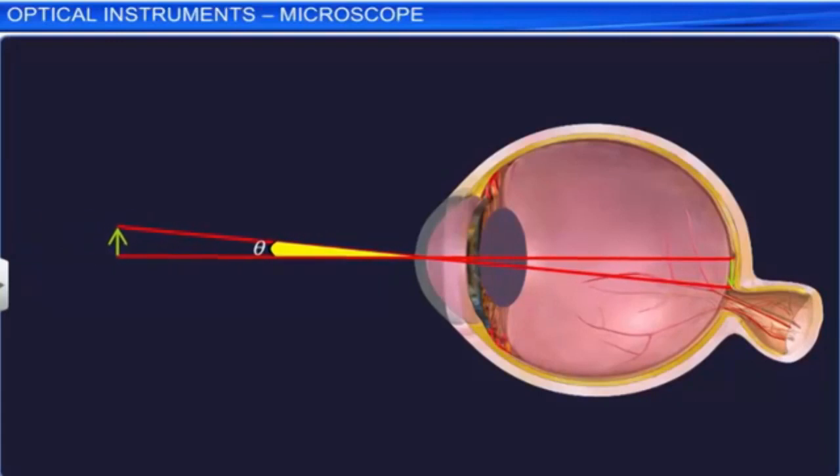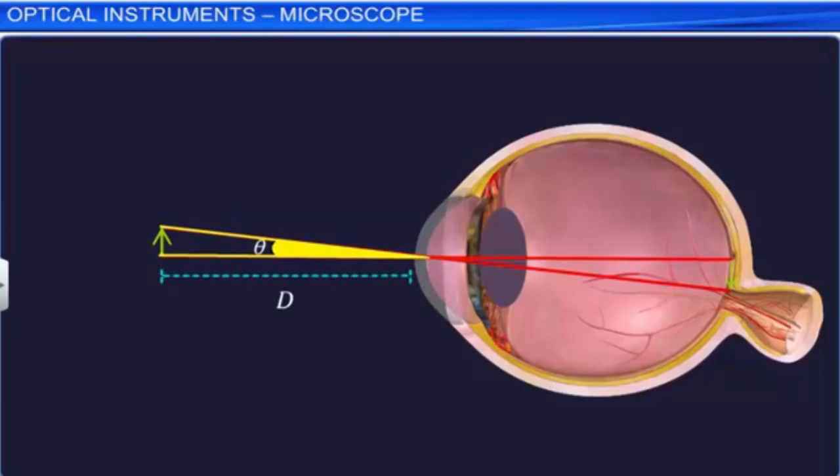We know that the closest distance for comfortable view is the least distance of distinct vision, or the near point, usually represented by D. When the object is placed at the near point, the angle subtended by it at the eye and its apparent size is the greatest. If the object is closer to the eye than the near point, the eye cannot focus its sharp image on the retina.